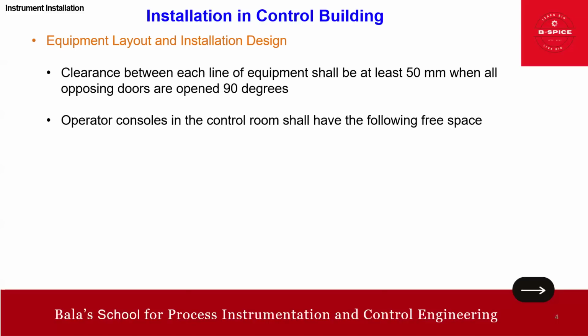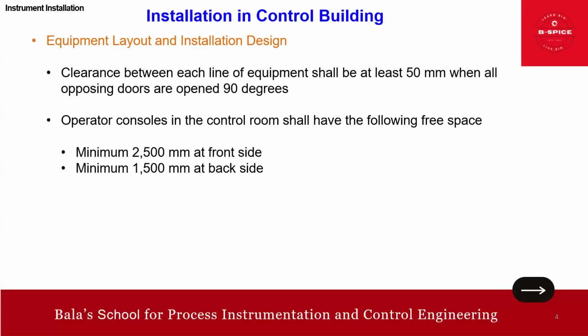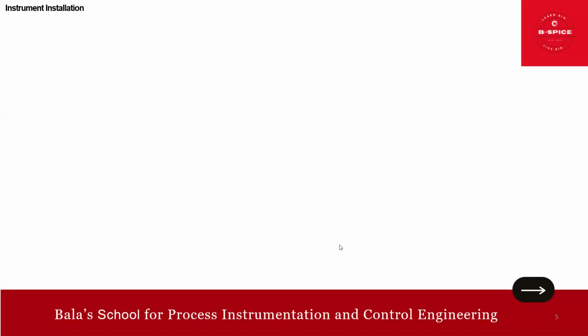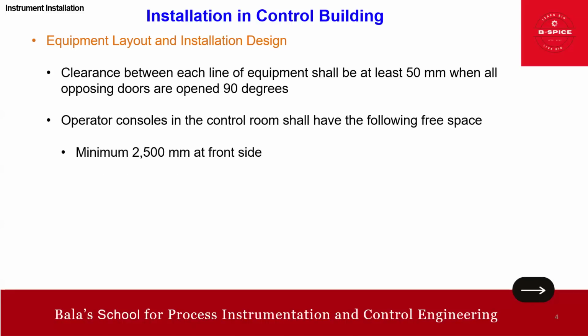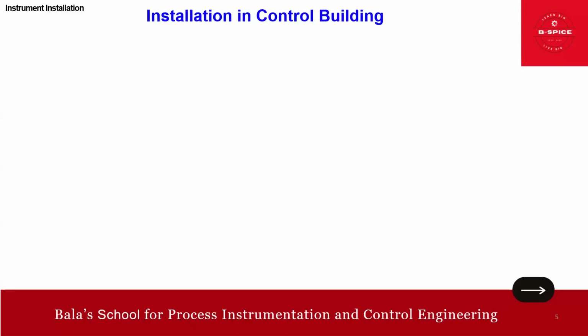Then operator consoles in the control room shall have the following free space. Minimum 2500 mm at the front side, where you stand and operate. Then the same 1500 mm at the back side, on the wall side. So this should be adopted. This is one aspect, equipment layout and installation design.